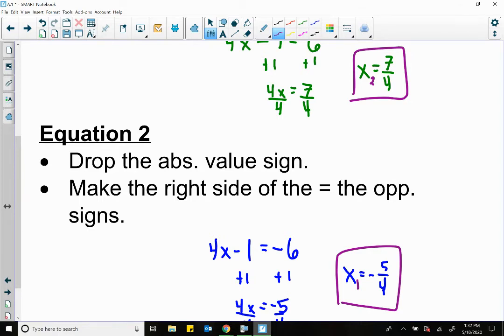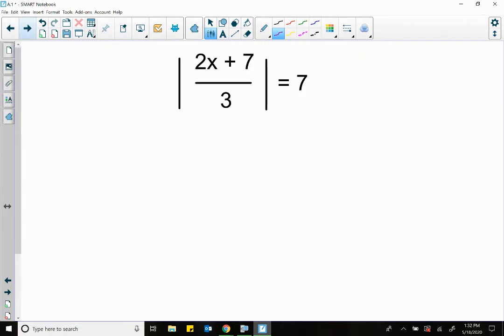Okay? And there you go. That's it. That's all there is to absolute values. You write two equations and you solve them and you make sure that you put the answers in the correct spots. Okay? So go ahead and pause the video. Sorry. And give this one a shot. Go.